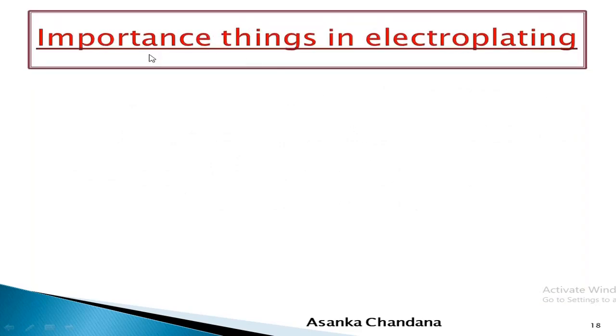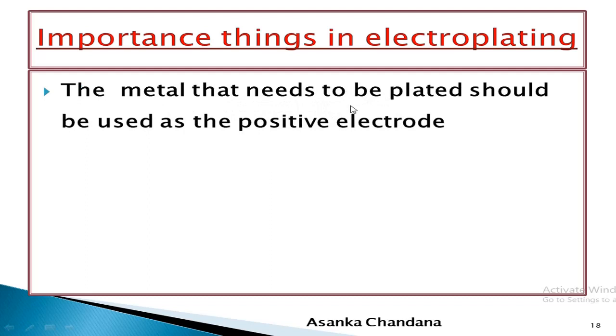Then we will go on to learn about the important things in electroplating. One of them is the metal that needs to be plated. The metal that needs to be plated should be used as the positive electrode. So what should be connected to the positive terminal? The metal that needs to be plated, right?